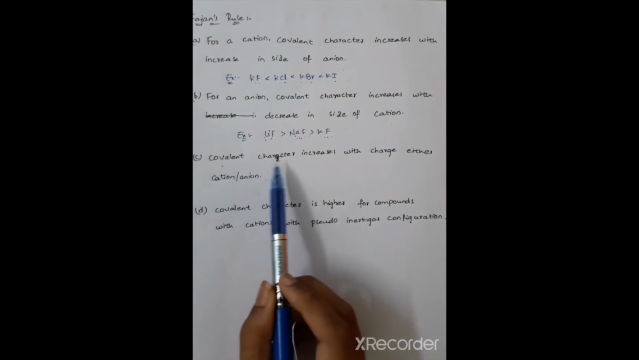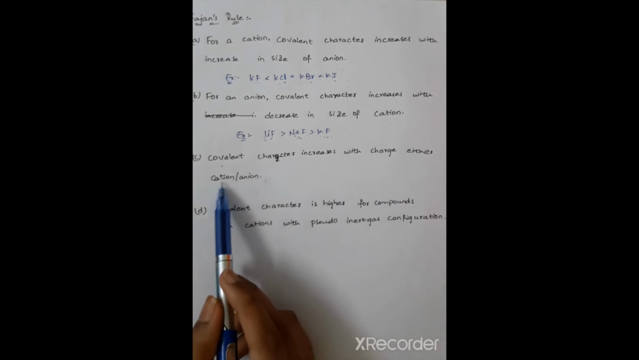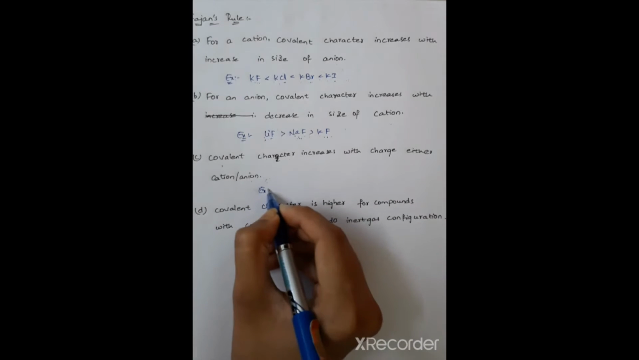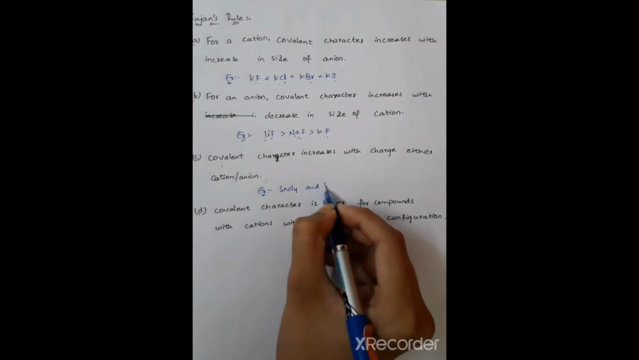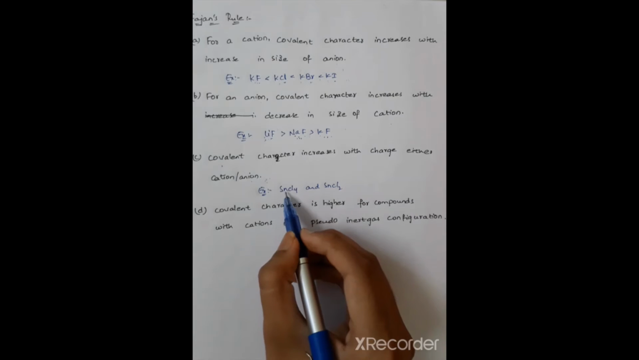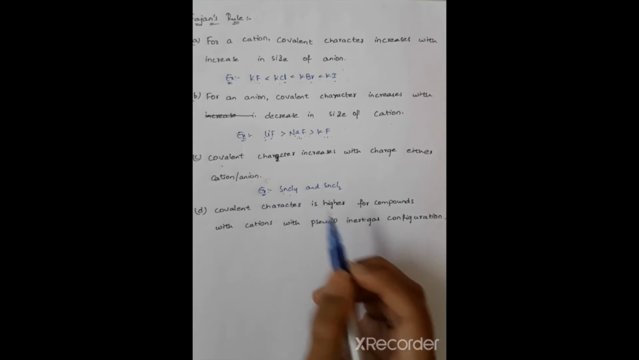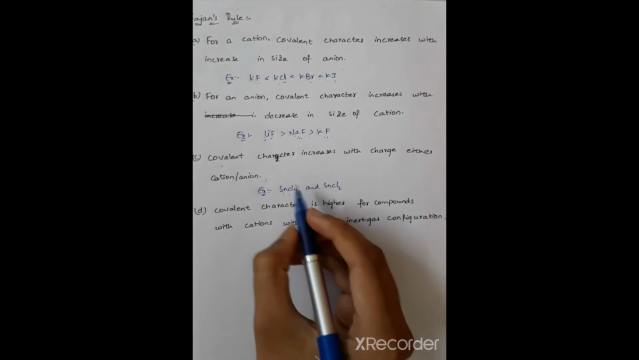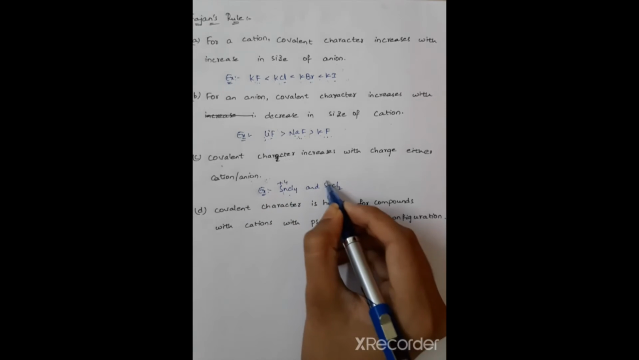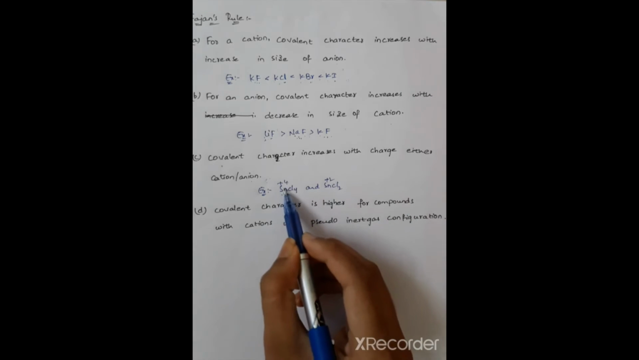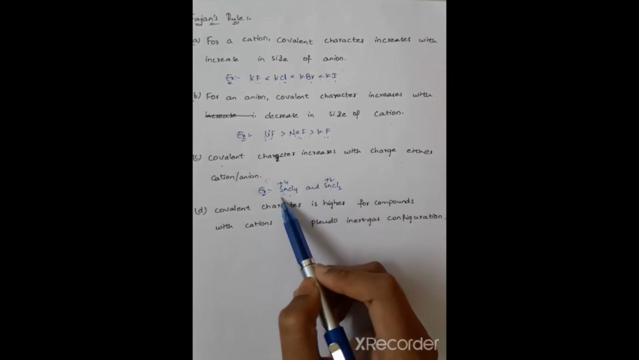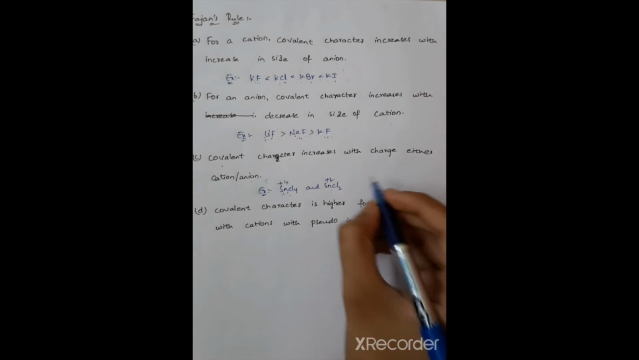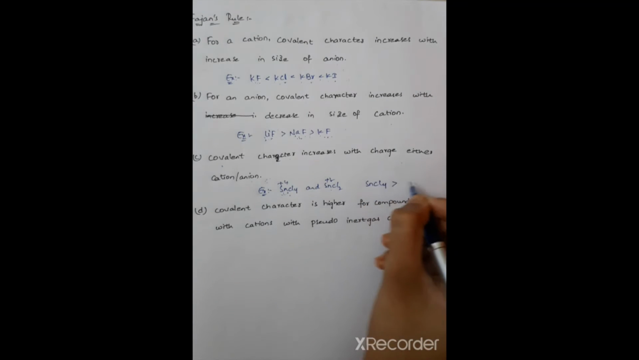And the third one is, covalent character increases with charge, either on the cation or the anion. Here the example is SnCl4 and SnCl2. In these compounds, tin's oxidation state is plus 4 and plus 2 respectively. So the charge on tin is plus 4 in one and plus 2 in the other. So covalent character increases with charge. It has more charge, so it has more covalent nature. Then SnCl4 is greater than SnCl2 in covalency.